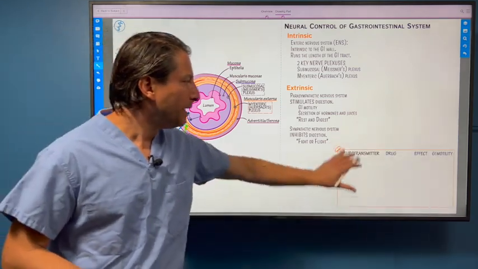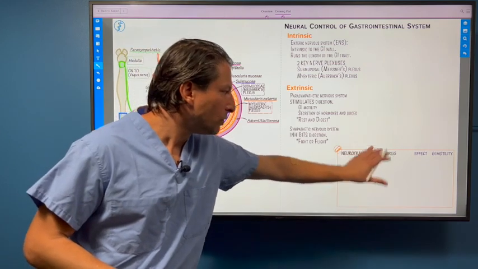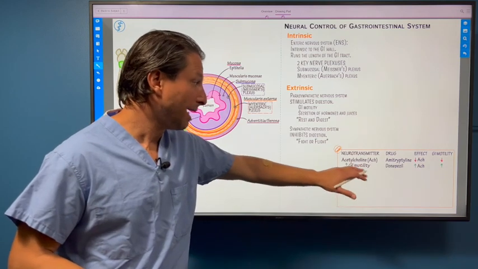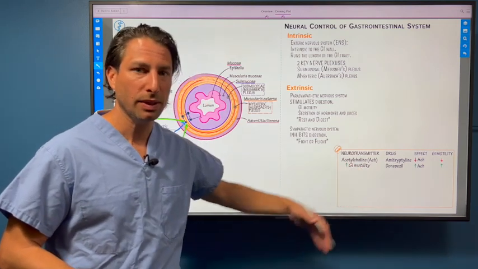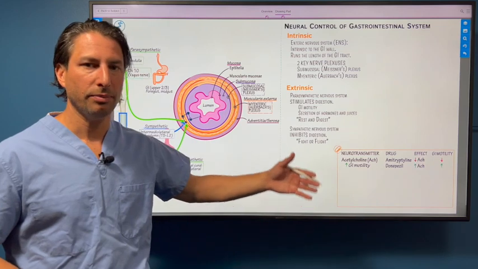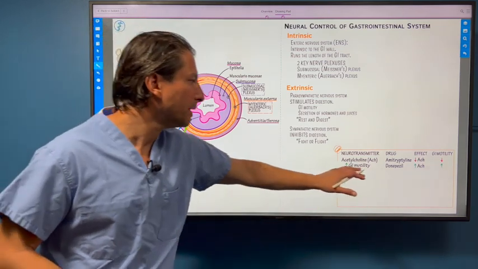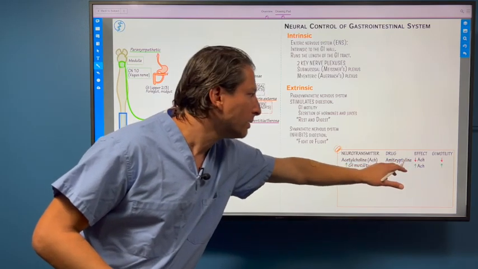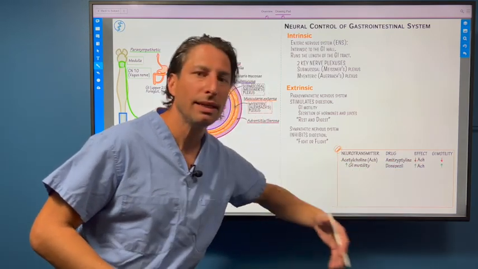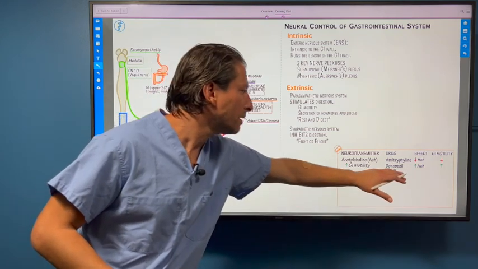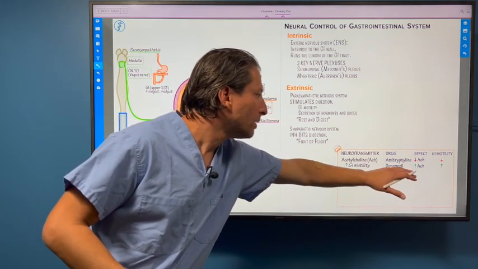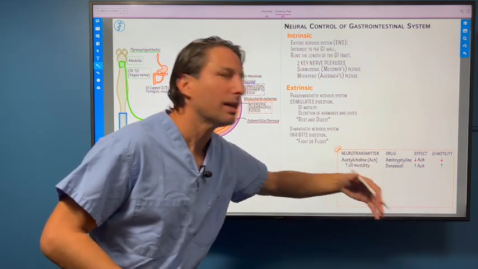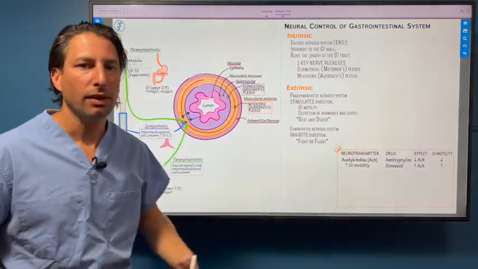So let's talk about some key neurotransmitters and drugs that are going to affect the GI tract and how they'll do it. As you can imagine, acetylcholine is going to increase GI motility. Remember, we said that it was the mediator of parasympathetic postganglionic fibers. So amitriptyline, which blocks acetylcholine, is going to reduce GI motility and increase constipation, whereas donepezil is going to increase acetylcholine. It's a cholinergic agonist, and so it's going to increase GI motility and potentially cause diarrhea.